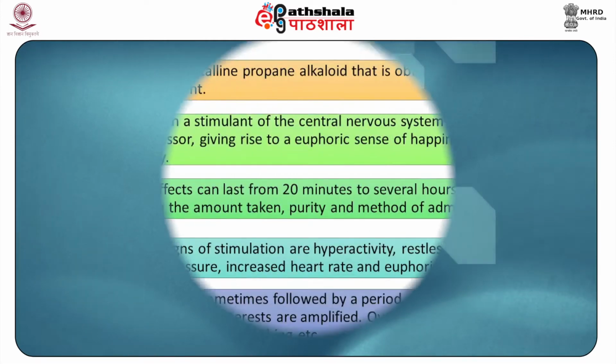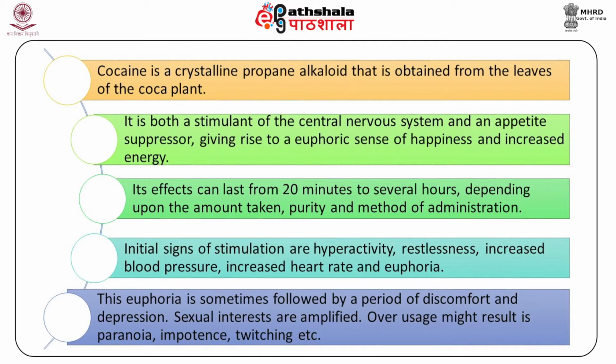First comes cocaine. Cocaine is a crystalline tropane alkaloid that is obtained from the leaves of the coca plant. It is both a stimulant of the central nervous system and an appetite suppressor, giving rise to a euphoric sense of happiness and increased energy. Its effects can last from 20 minutes to several hours, depending upon the amount taken, purity, and the method of administration. Initial signs of stimulation are hyperactivity, restlessness, increased blood pressure, increased heart rate, and euphoria. This euphoria is sometimes followed by a period of discomfort and depression. Sexual interests are amplified. Overusage might result in paranoia, impotence, twitching, etc.